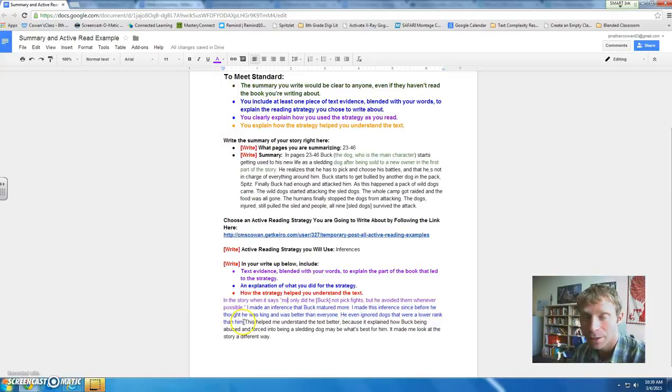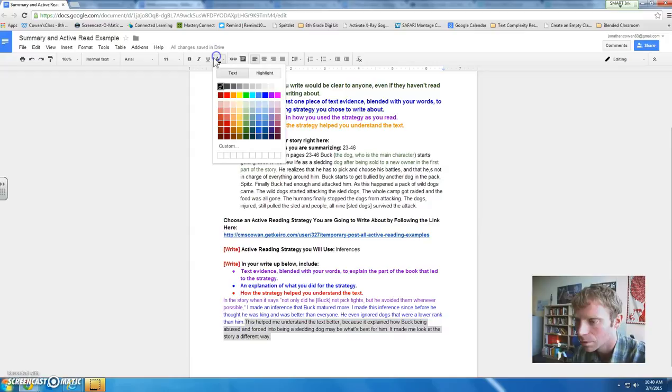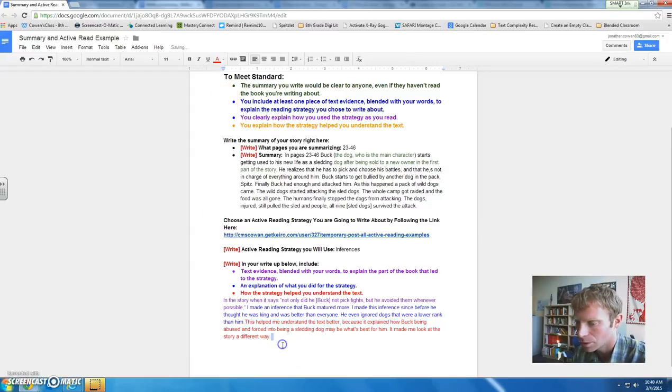Then they have to explain how it helped them understand the text. "This helped me understand the text better because it explained how Buck being abused and forced into being a sledding dog may be what's best for him." Maybe you look at the story in a different way. Wow, okay. That's an explanation of the strategy. That's how this person met standard in their assignment. Do the same.